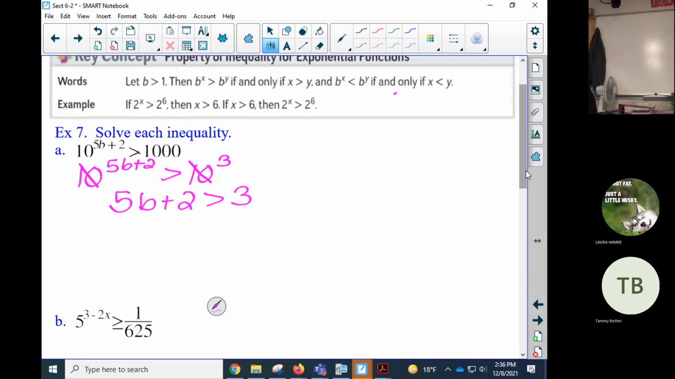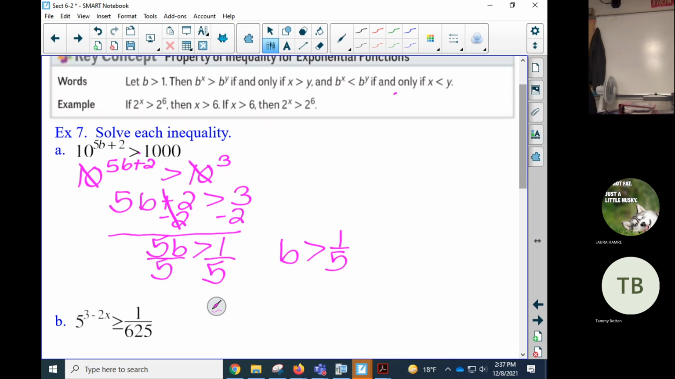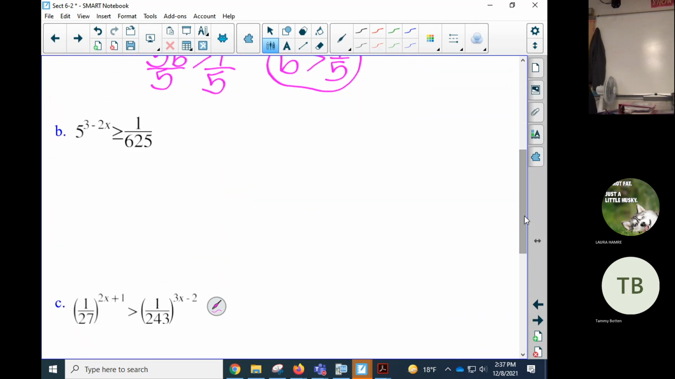Do you guys know the rules with inequality when you're solving them? There's really one rule. If you divide or multiply by a negative, you have to switch your sign. That is the only difference. So if I do this and solve it like an equation, 3 minus 2 is 1, divide by 5. Is this one even any different than just doing an equation? It's not, because we didn't have to divide by a negative.